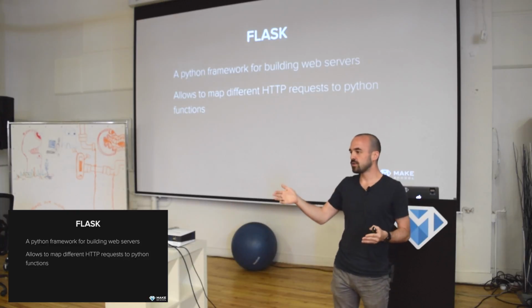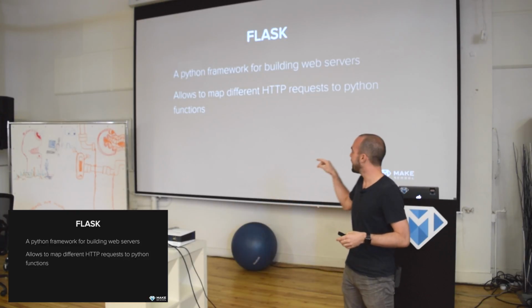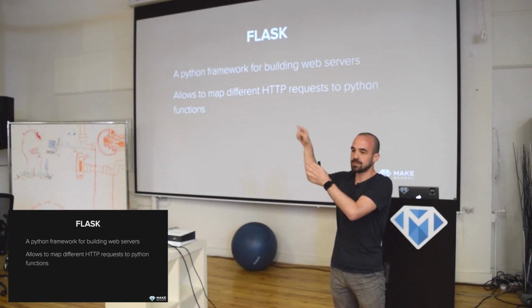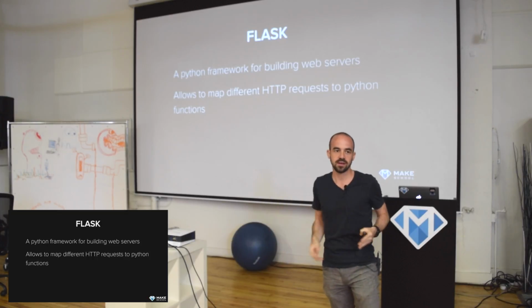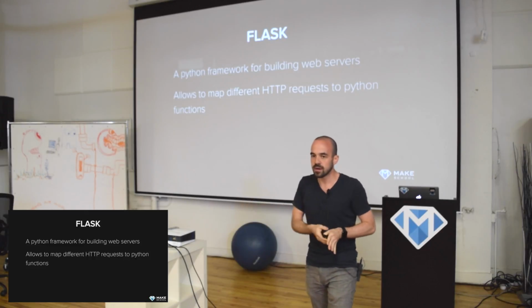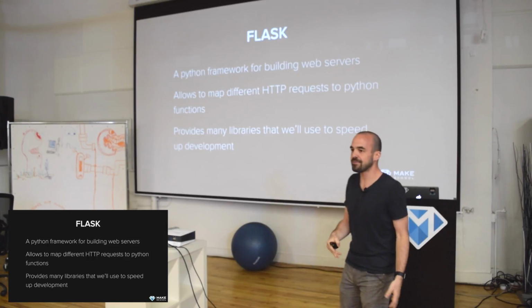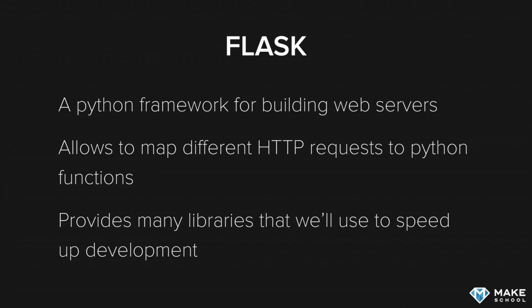So if a client sends you an HTTP request and asks for a specific resource, then you can say if a user calls the trips endpoint, then I want this function to be called. If the user calls the getUser endpoint, then I want this function to be called. So just this mapping between the HTTP requests and your Python code is one of the core features that we're going to use. And the cool part about working with Python and many other scripting languages is that there are a ton of libraries out there.